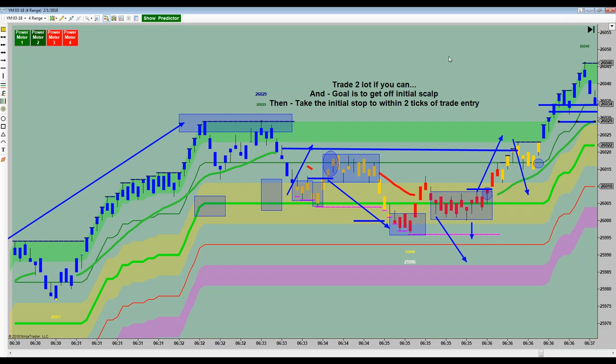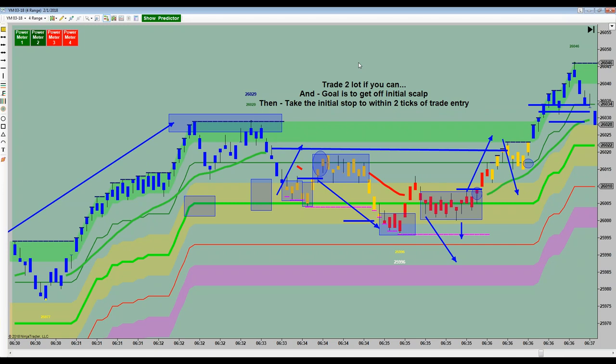Now, you can program this to do it automatically in Object Trader, in which case you don't have to worry about doing it. It just will automatically move it, right? If you're doing it manually, that's how you would do it. So you can see there's a pretty good difference. There's like a 5-tick difference between the tight and the loose.